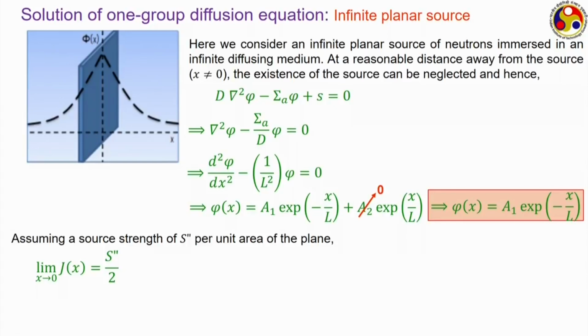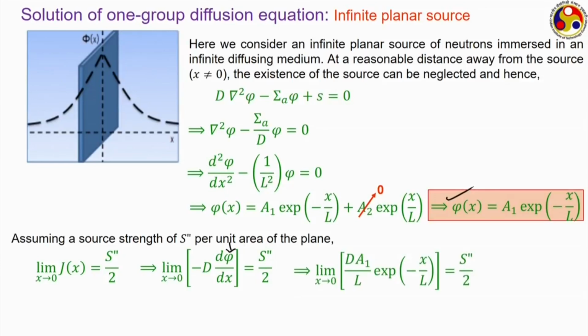So, the neutron current density at x equal to 0 location should be equal to S double prime by 2, and from Fick's law of diffusion we know that J_x is equal to minus D dφ/dx. So, here we can put this particular form of φ, that is, we can differentiate this form of φ and put it back here. So, we are getting this, and now putting this limit x tends to 0, we get A1 to be equal to this particular form, S double prime L by 2D.